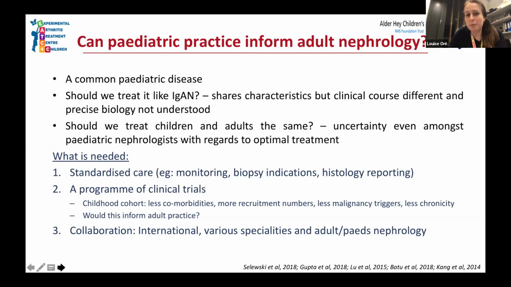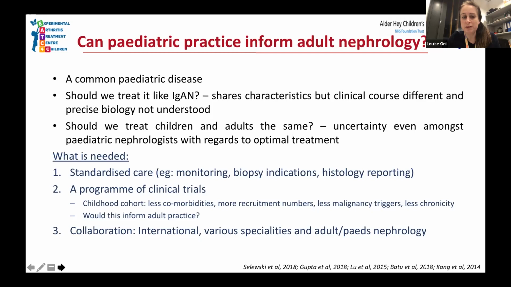So can pediatric practice inform adult nephrology? Well, it's a very common pediatric disease where most pediatricians and pediatric nephrologists will be comfortable making a diagnosis. It's usually made clinically. There is an uncertainty as to whether we should be treating it like IgA nephropathy or whether we should not be treating it like IgA nephropathy. It shares a lot of characteristics in its pathophysiology, but the clinical course is very different, and the biology of IgA vasculitis is not entirely understood because there are very few studies investigating its early pathophysiology.